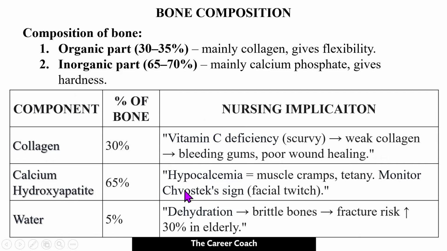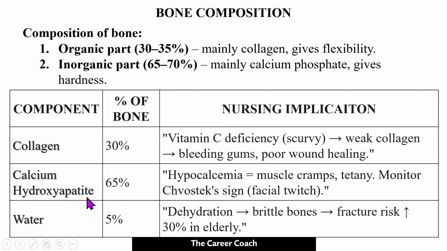How does it apply to nursing? Deficiency results in hypocalcemia, which results in muscle cramp and tetany. There is therefore need to monitor for Chvostek's sign, which is facial twitching in our patients. So when we see this sign in our patient, we know that this patient is hypocalcemic.